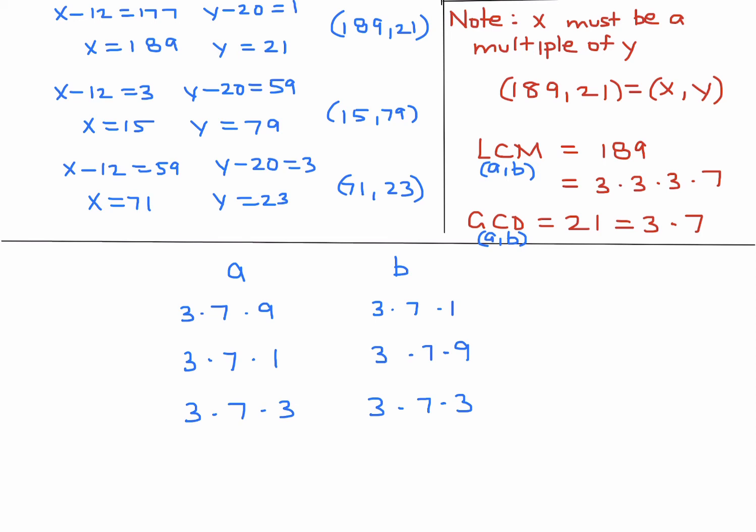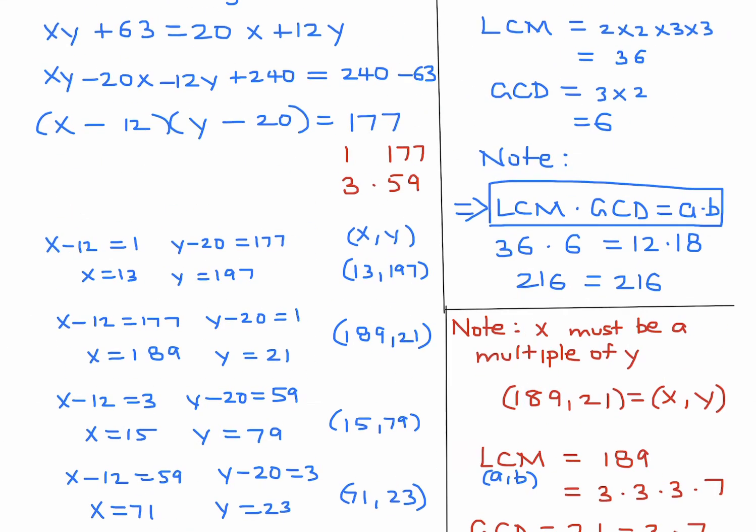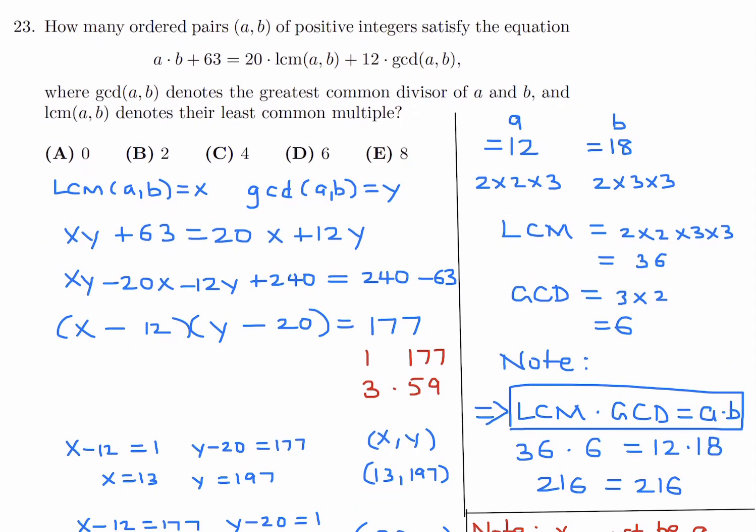It would be just that much. So the only way to get the LCM of 3 times 3 times 3 times 7 is to have these two scenarios. So A and B, it looks like we have just 2. Either this for A and this for B, or this for A and this for B. So there's only 2 possible pairs. And therefore, the answer to number 23 is B.